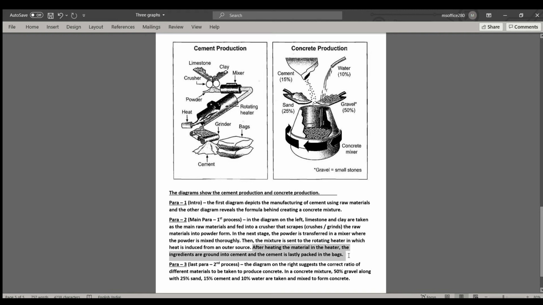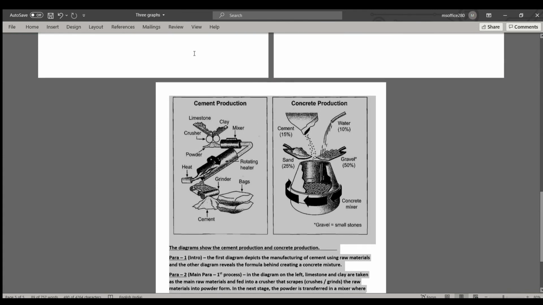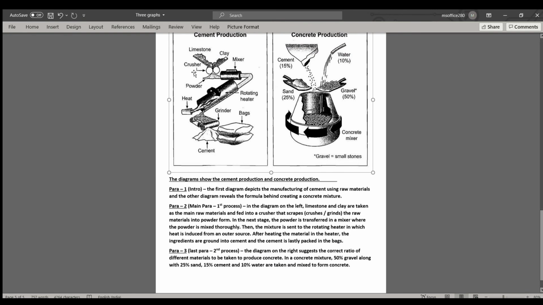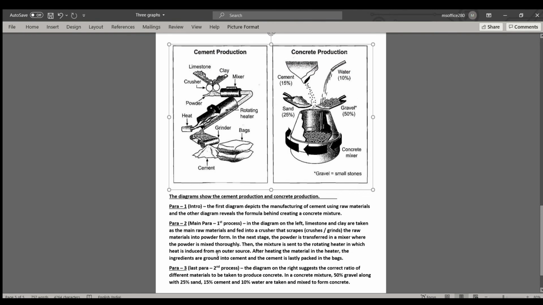So this is what I have written: after heating the material in the heater, the ingredients are ground into cement and the cement is lastly packed in bags. The starting, the whole process and the ending of the whole diagram will be a single paragraph. All the things given in the first diagram will be covered in the whole paragraph: the starting, the main process, and definitely the last stage. You don't need to mention the last stage in a separate paragraph. Only 3 paragraphs are required.